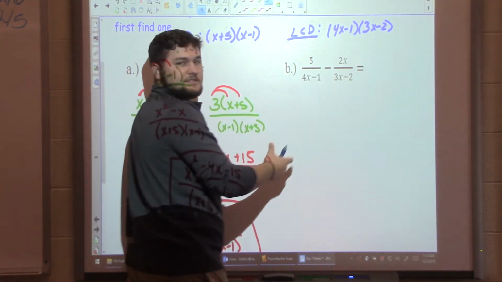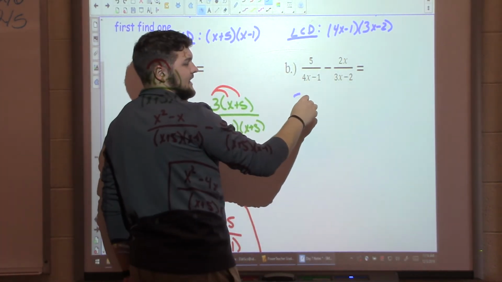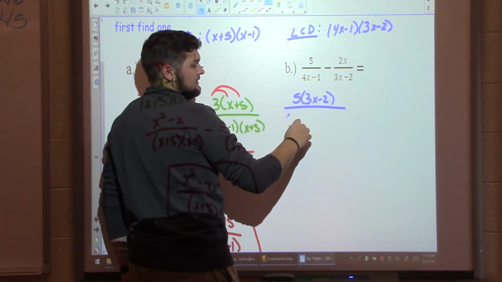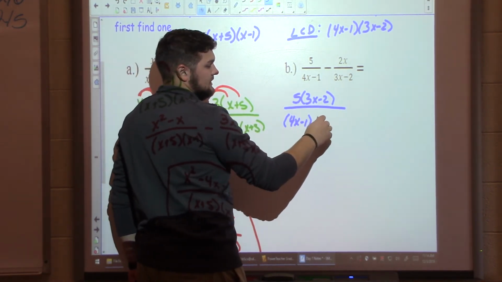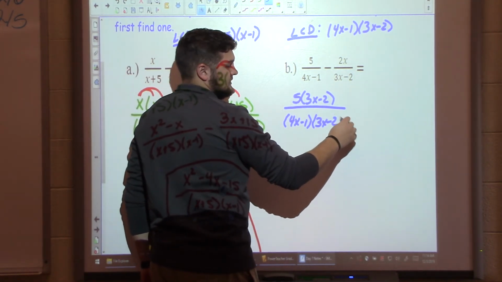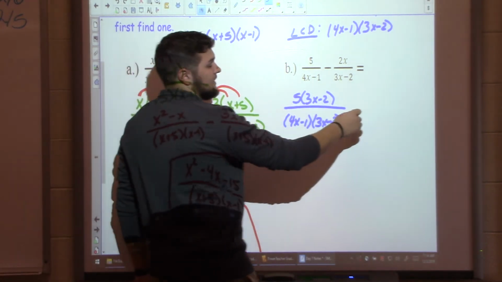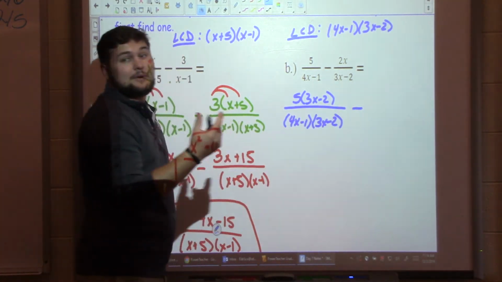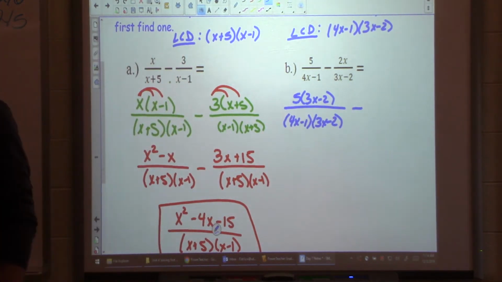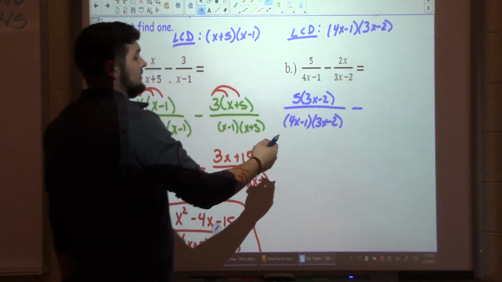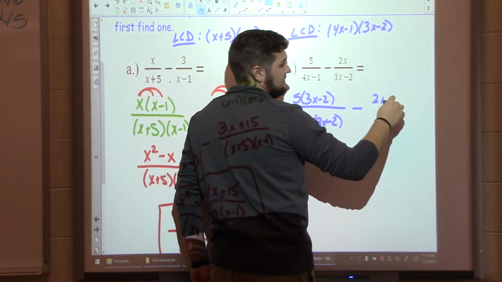So my denominator looks like that. I get 5 times 3x minus 2 over 4x minus 1 times 3x minus 2. Same thing for the second fraction. I see I have 3x minus 2 in my denominator already. Which part am I missing? 4x minus 1. So I'm going to multiply top and bottom by 4x minus 1.